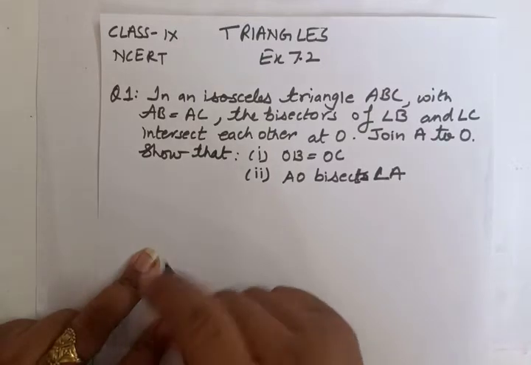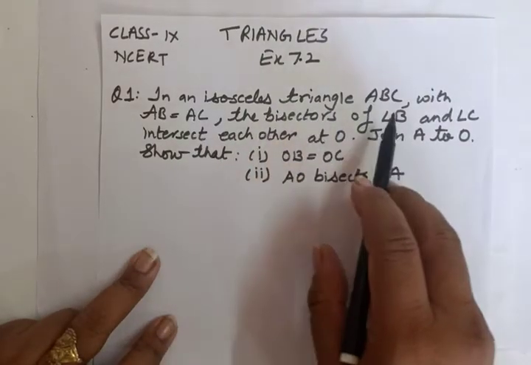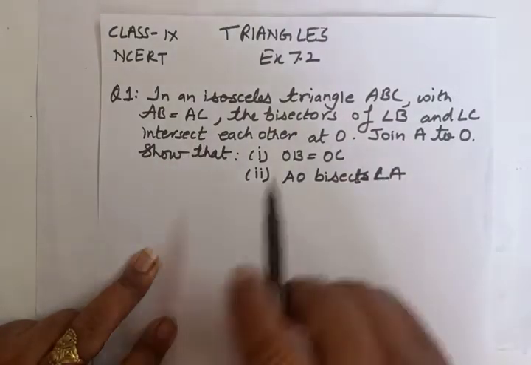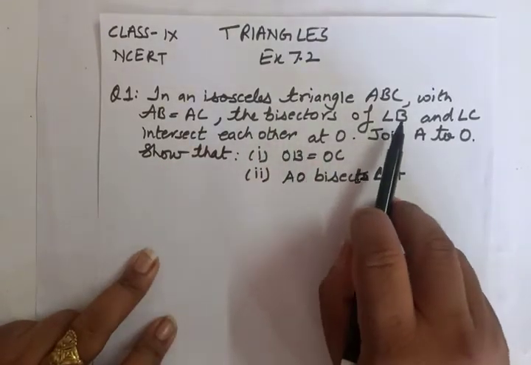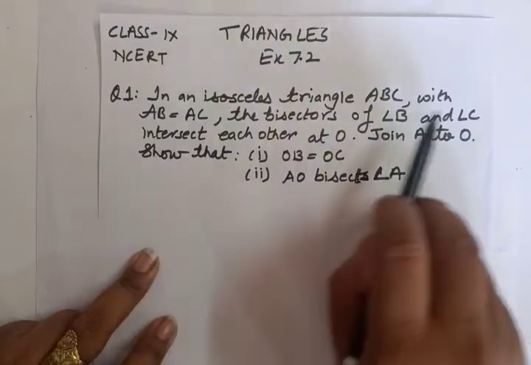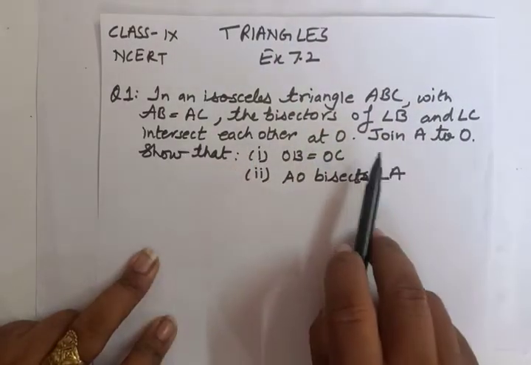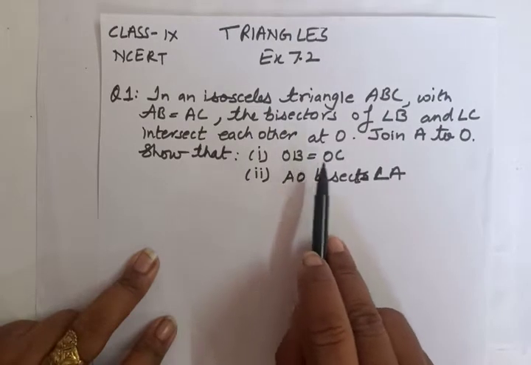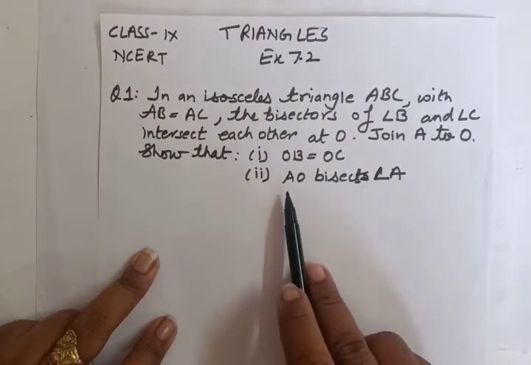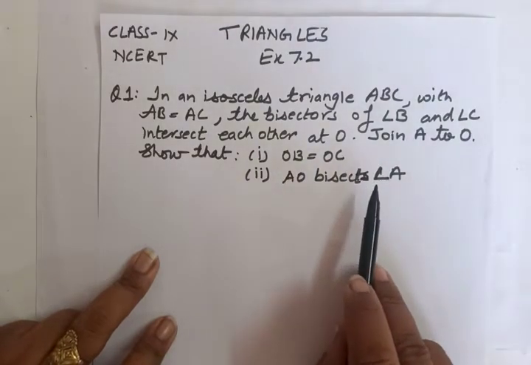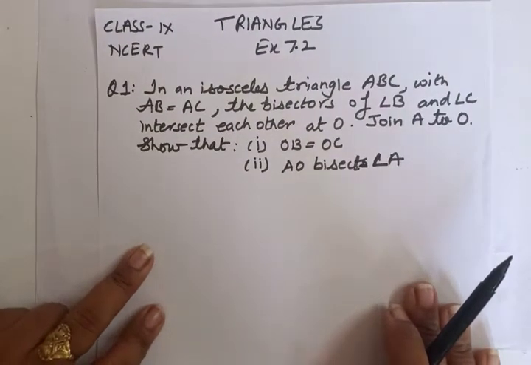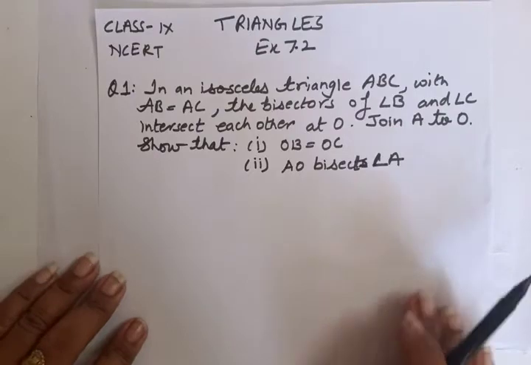So let's start. In an isosceles triangle ABC with AB equal to AC, the bisectors of angle B and angle C intersect each other at O. Join A to O. Show that OB is equal to OC and AO bisects angle A. So what do we have to do first? We have to draw the figure according to the question.